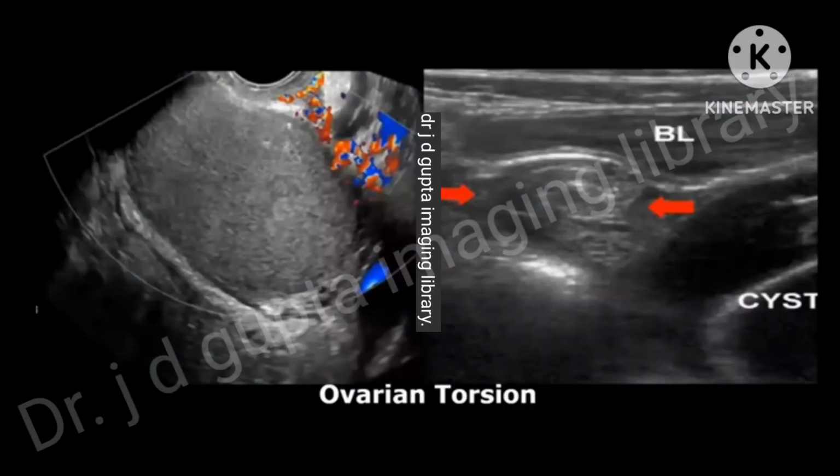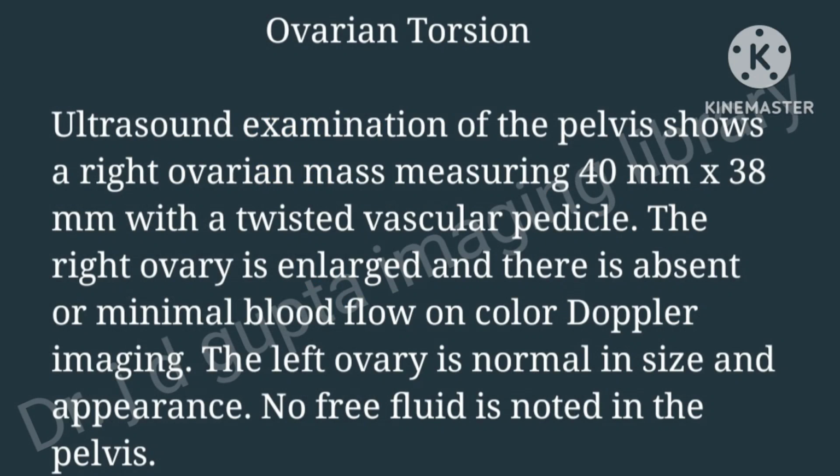Next one talks about ovarian torsion. Ultrasound examination of the pelvis shows a right ovarian mass measuring 40 mm by 38 mm with a twisted vascular pedicle. The right ovary is enlarged and there is absent or minimal blood flow on color Doppler imaging. The left ovary is normal in size and appearance. No free fluid is noted in the pelvis.